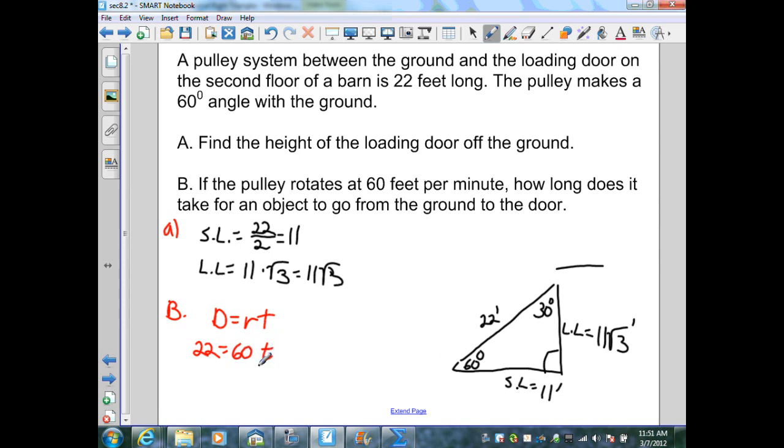Then I just solve for T by dividing by 60 on both sides. And 22 over 60 can simplify into 11/30 of a minute. Therefore, my object will travel from the ground to the door in 11/30 of a minute.